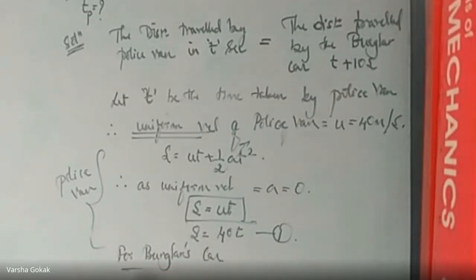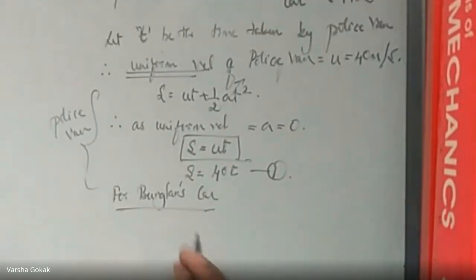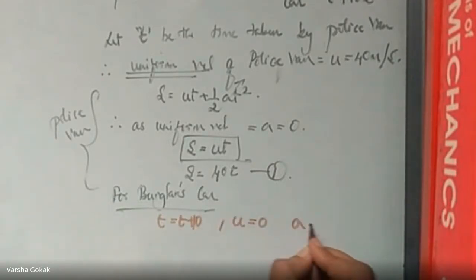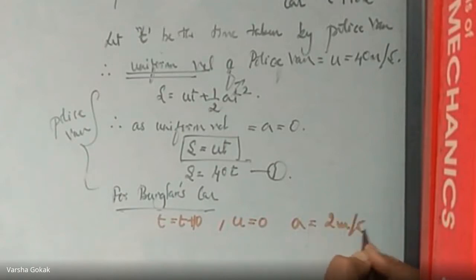So we have to again write an equation for distance for the burglar's car. When we are doing it for the burglar's car, his t is going to be t plus 10 seconds. We are aware of that, right? Because of the extra time. And u becomes 0, and we have an acceleration of 2 meters per second square. So we have to substitute that, right?